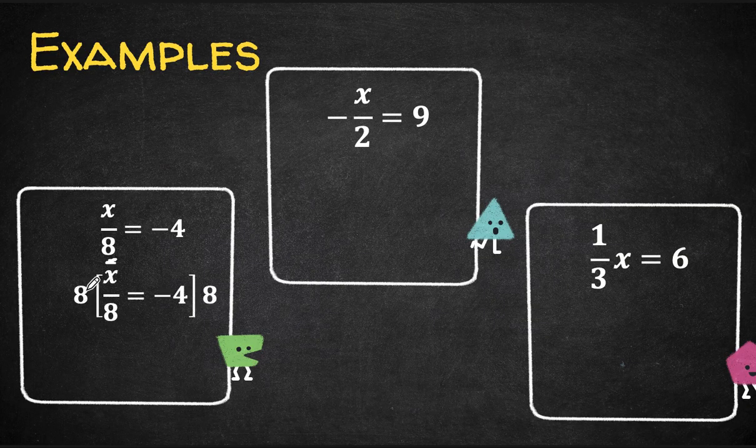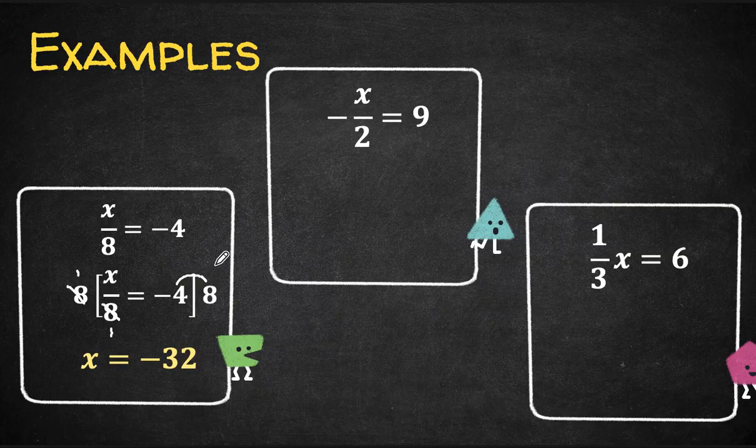So again, as we multiply 8 times x over 8, we can also use cancellation here. It's easier compared to multiplying the two fractions here. So just simply divide 8 divided by 8, the answer is 1, or you can use cancellation. So 1 times x, the remaining will just be x. And then negative 4 times 8, the answer is negative 32.